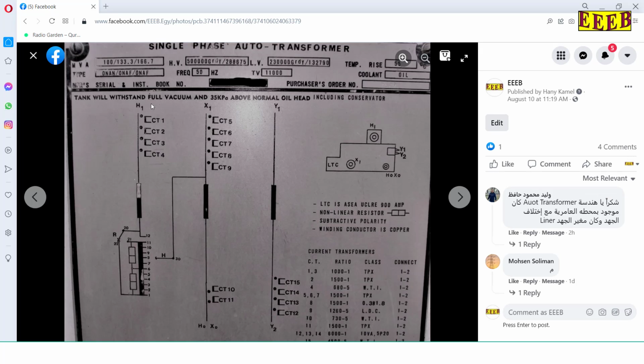Rated voltage here, as we can see, is 500 kV phase to phase and 288.6 kV phase to ground, positive and neutral. For the LV winding, it is 230 kV line to line and 132.79 kV phase to neutral. And the tertiary is delta, and it is mentioned here as 11 kV. So this transformer will be 500 kV to 230 kV, and the tertiary is 11 kV.